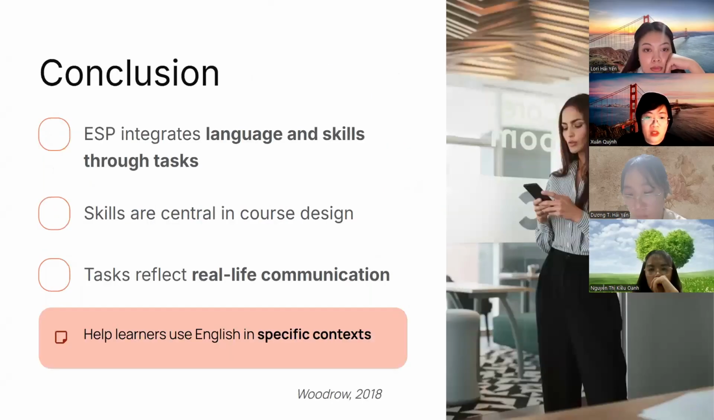Okay, so in conclusion, ESP integrates language and skill through meaningful tasks. Skills play a central role in course design and tasks reflect real-life communications. This helps learners use English effectively in their specific academic or professional contexts.